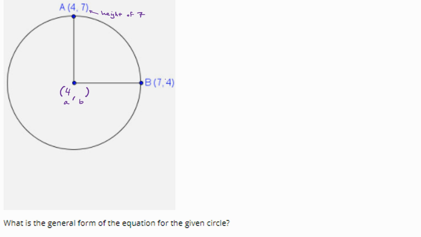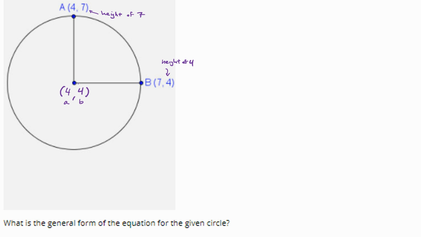Now, what about the big point B, 7 comma 4? We know the height of that. This height is 4, right? The y coordinate is 4. So that means our center has to be 4 also. So with a little detective work, we could figure out that the A and B is 4 comma 4.